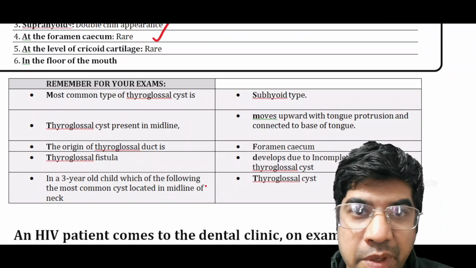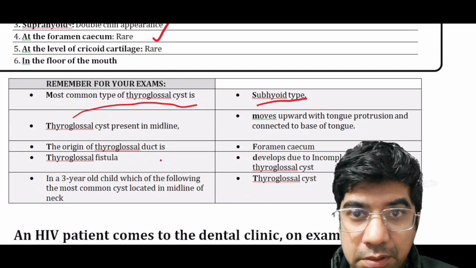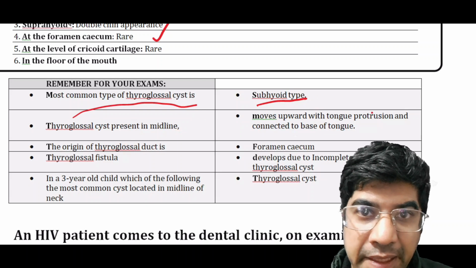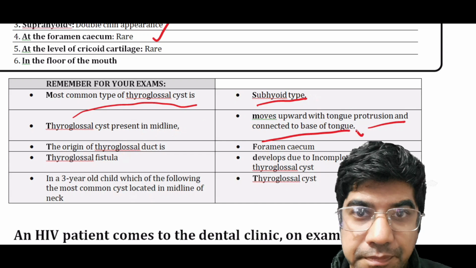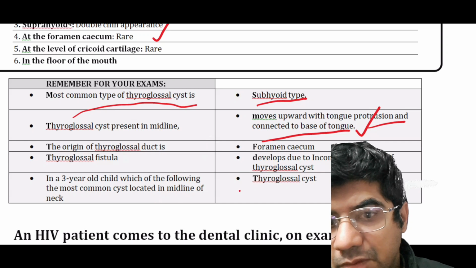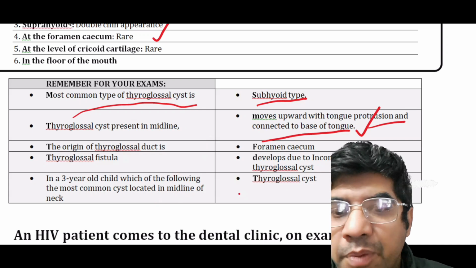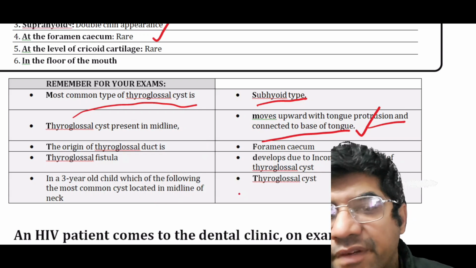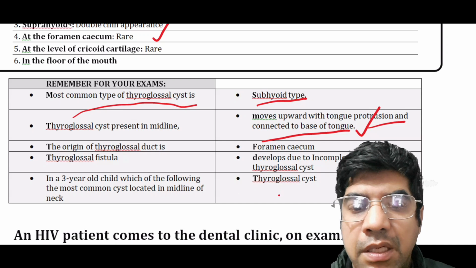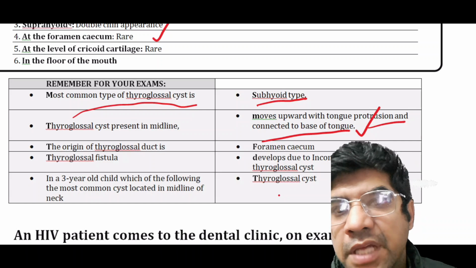These are the points that you have to remember for your exam. The most common type of thyroglossal cyst is subhyoid. The cyst is typically midline and movable. It moves upward with tongue protrusion since it is connected to the base of the tongue. In some cases there can be a thyroglossal fistula, which is due to incomplete surgical removal of the thyroglossal cyst.